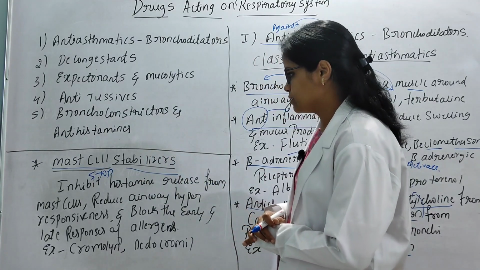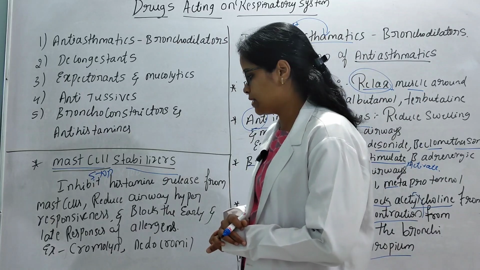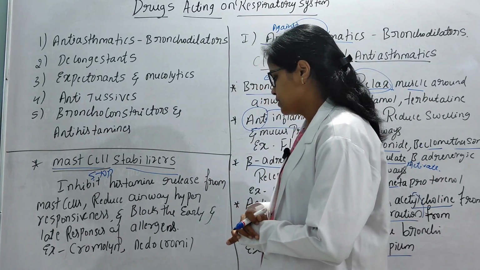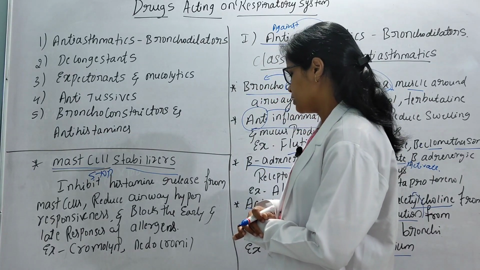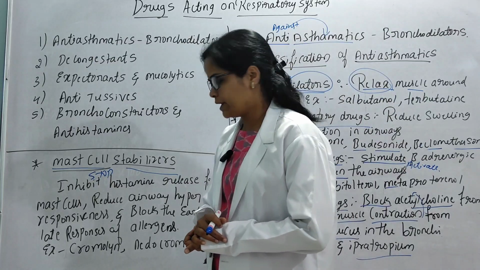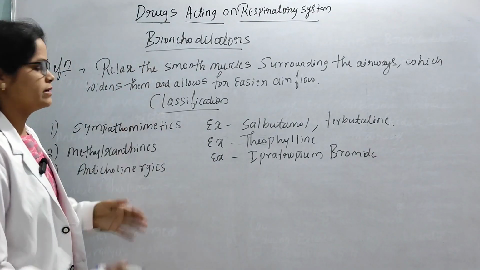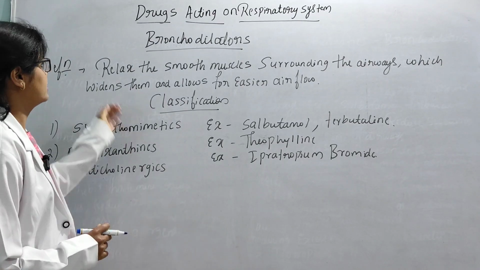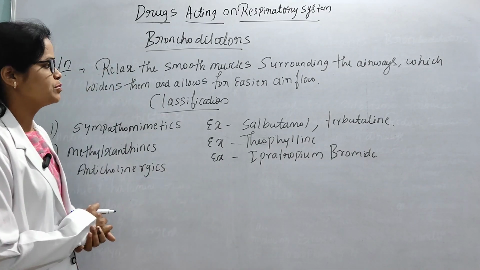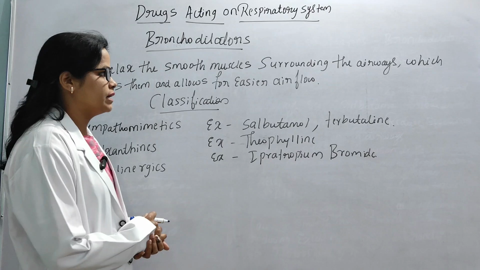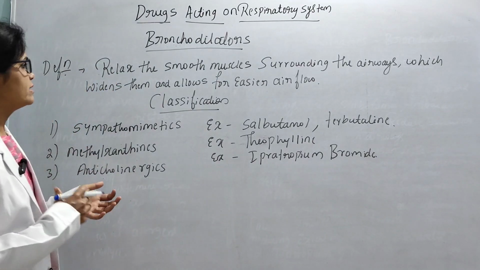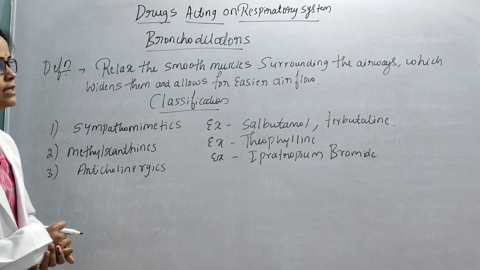Here, the examples for mast cell stabilizers are cromolyn and nedocromil. Cromolyn and nedocromil. Next, we'll see about bronchodilators. Here, the bronchodilators relax the smooth muscles surrounding the airways, which widens them and allows for easier airflow.